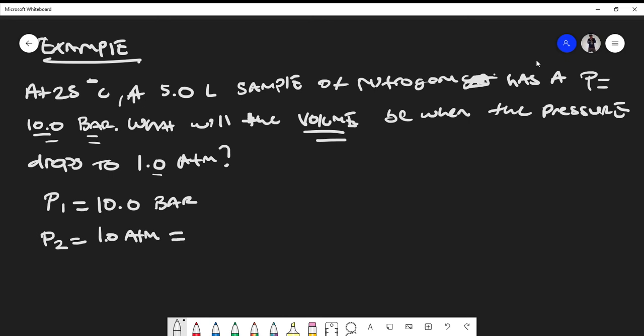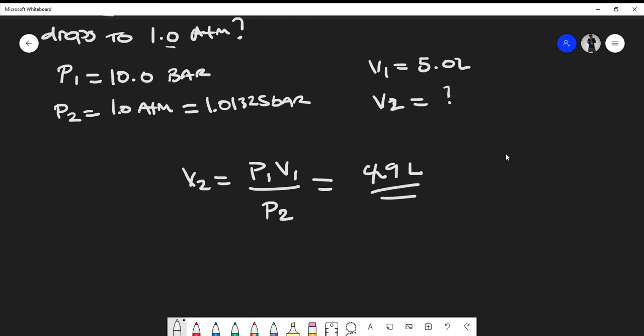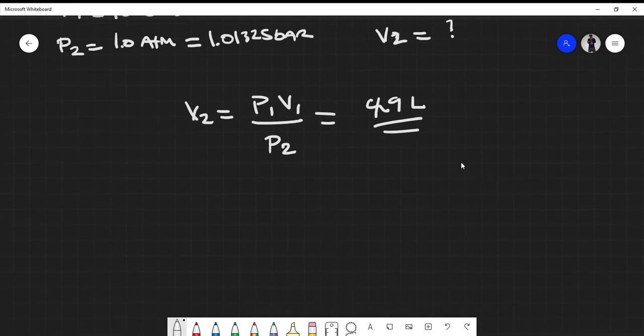And for the sake of easy calculations, we should recognize that we need to have our pressure in the same unit. So this is 1.01325 bar, as we said before, for 1 atmosphere. Now V1, they've given us that, and that is 5.0 liters. So essentially what we're solving for is V2, and we don't know that, right? So rearranging the equation, V2 is equal to P1 times V1 divided by P2. And if you plug in your numbers, you should get about 49 liters, right? So that's an example of Boyle's law. Let's talk about Charles' law.